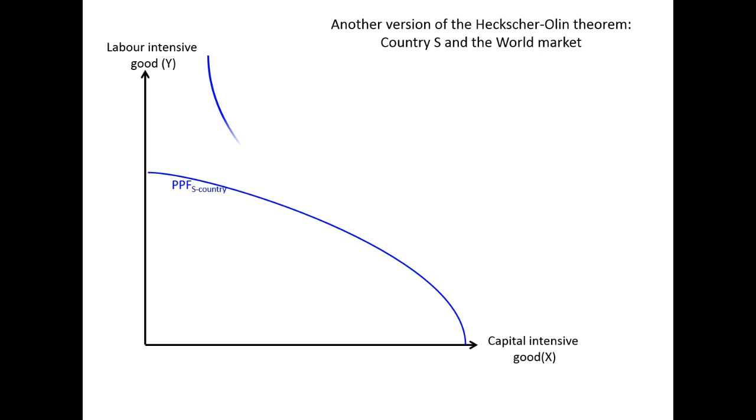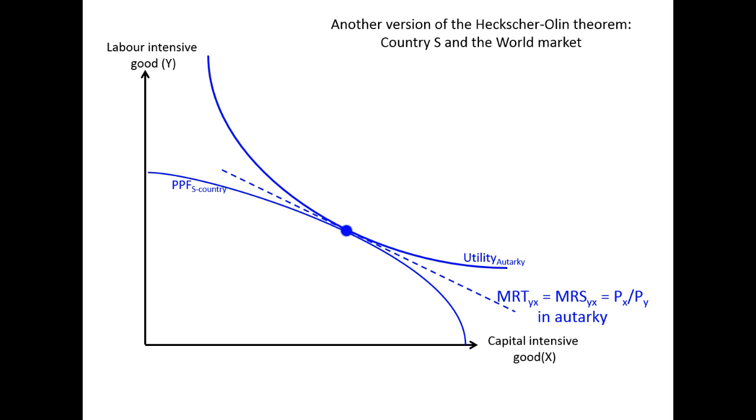The consumption will be shown by the utility CIC, the community indifference curve, and in autarky, no trade whatsoever, we want to have as high utility as possible, of course. We're going to see that this will be achieved when we have a tangency between the production possibilities frontier and the CIC. So we'll have the same slope on these two, and it's impossible to achieve a higher utility than we actually do with this one.